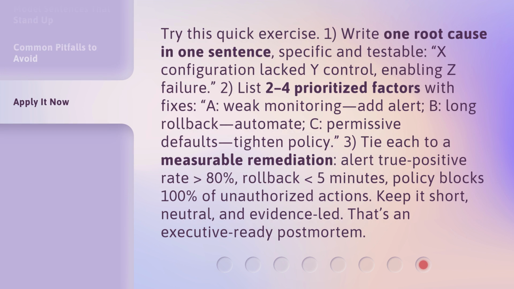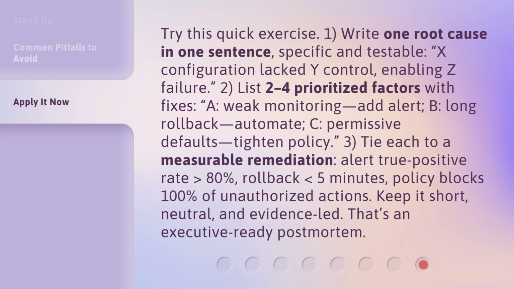Try this quick exercise. 1. Write one root cause in one sentence, specific and testable. X configuration lacked Y control, enabling Z failure. 2. List 2 to 4 prioritized factors with fixes.